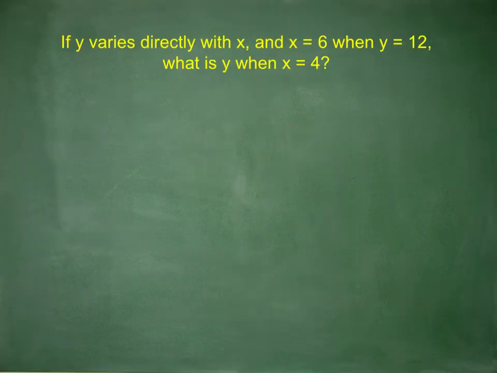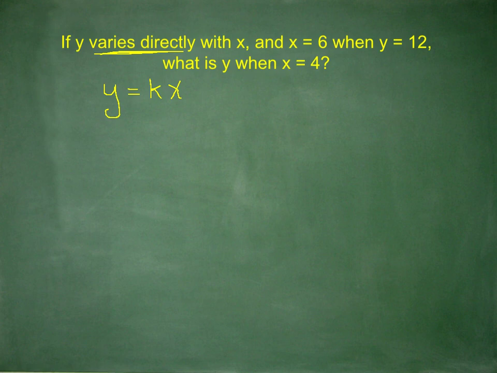Right, this problem says if y varies directly with x and x equals 6 when y equals 12, what is y when x equals 4? What we're going to do is set this up as two separate problems. The first thing that's important is to know that y varies directly with x. That means we're going to use the equation y equals kx.